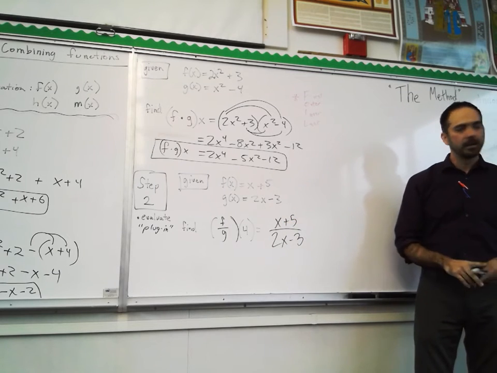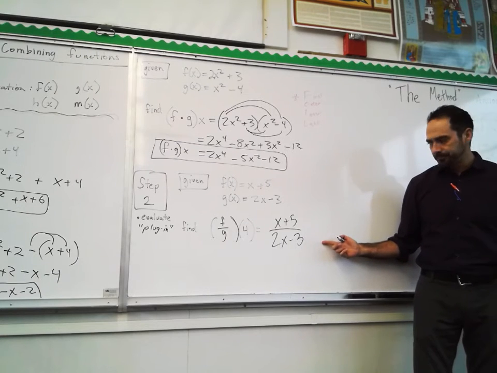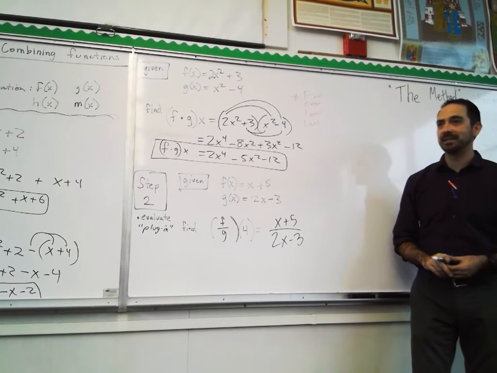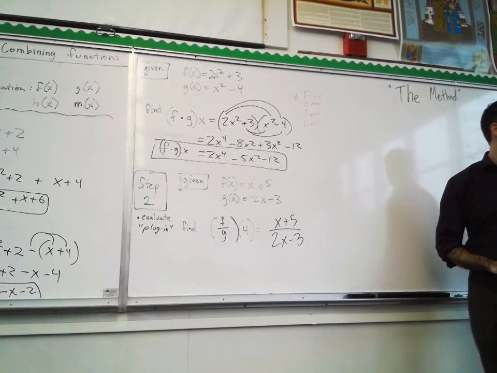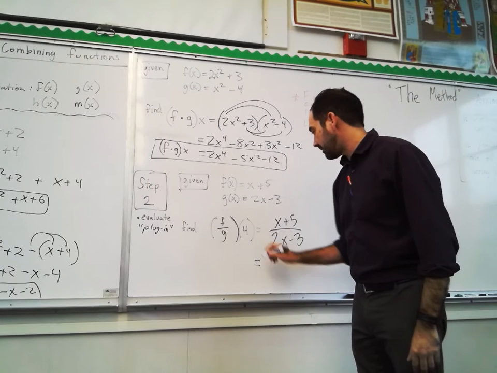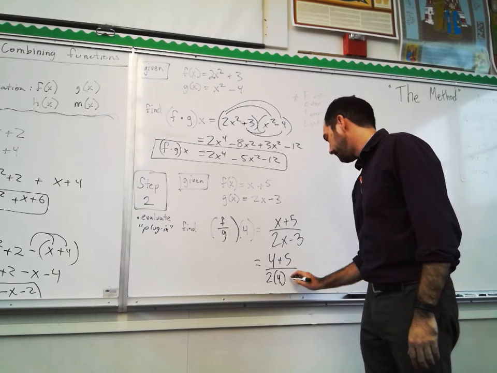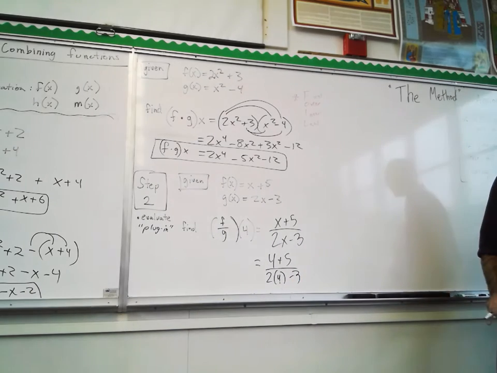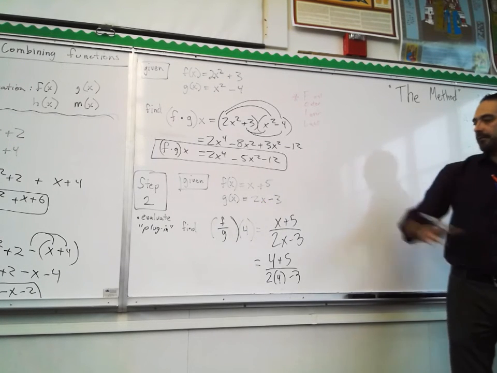From here, is there any way that we can simplify this further? No? I mean, you could use synthetic division, just make it really delightful. But we're not going to do that. What do you think we're going to do instead next? We're going to go ahead and evaluate it now for 4. 4 plus 5 over 2 times 4 minus 3. See, I'm just slowly whittling away. All I did at this point was plug in my 4 wherever there was an x.